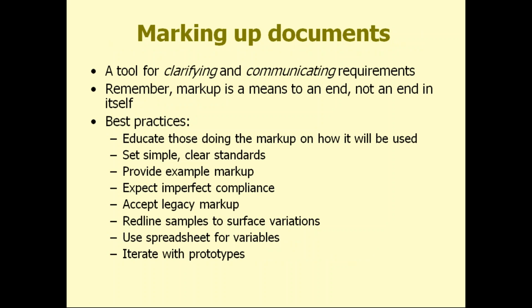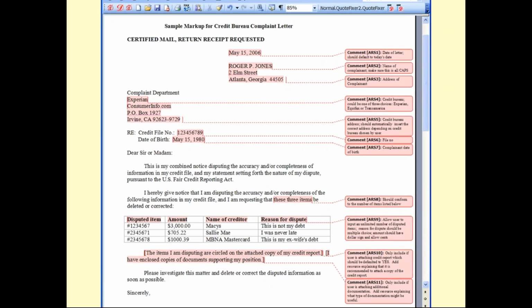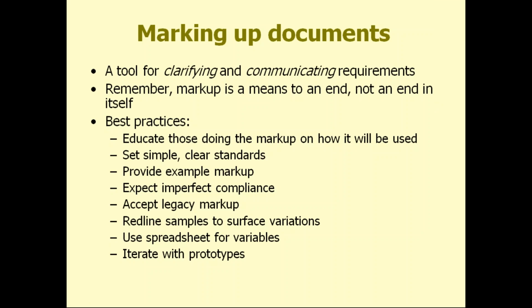For markup, there's no magic formula for how to mark up documents. It's just a method for communicating requirements, not an end in itself. So this is an example of an extreme markup strategy. Here somebody went through a very simple letter and, using Word comment features, highlighted every little piece of information and said what's going to be in here. It's rare you'll get anybody to do this kind of level of markup, but it's an extreme to aim for.